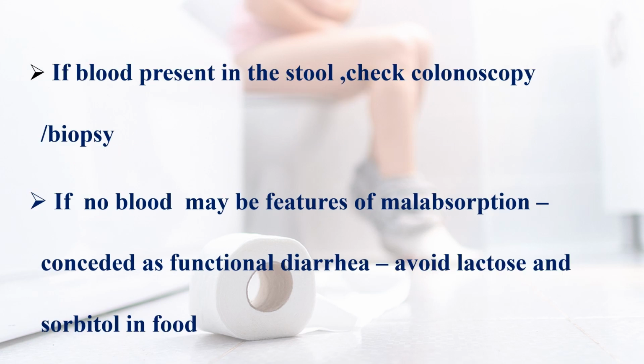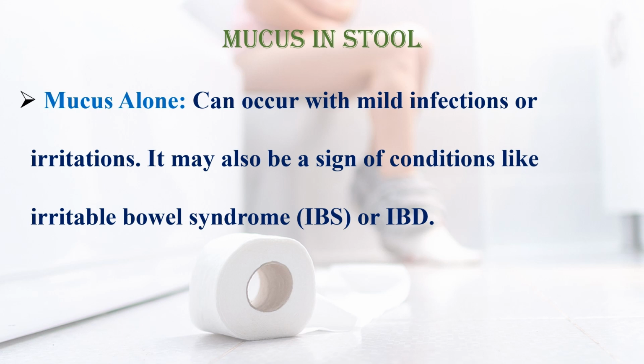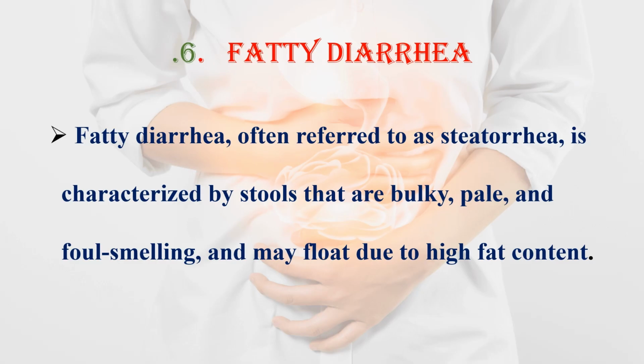If blood is present in the stool, do a colonoscopy or biopsy for better identification. If no blood, it may be a feature of malabsorption, considered as functional diarrhea. Avoid lactose and sorbitol in food. Next one, mucus in stool. Mucus alone can occur with mild infections or irritations. It may also be a sign of conditions like irritable bowel syndrome or inflammatory bowel disease.